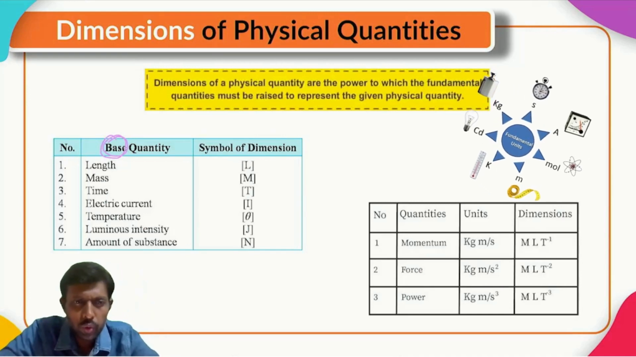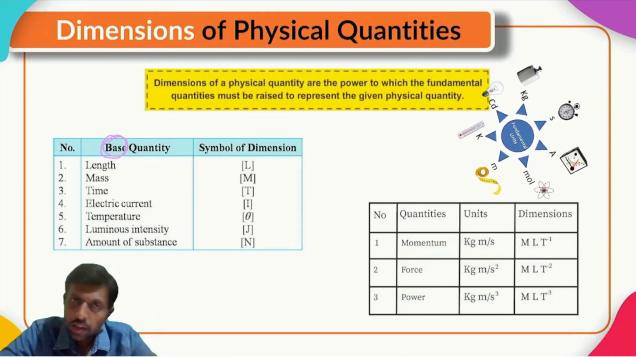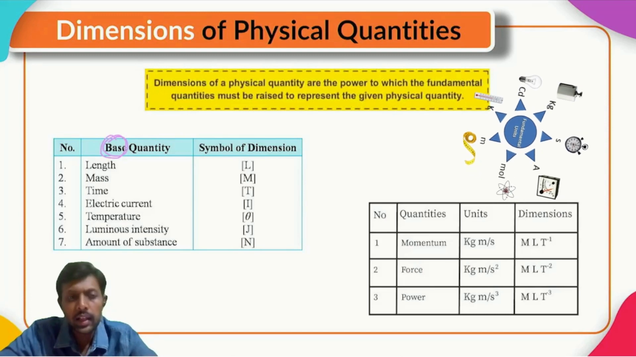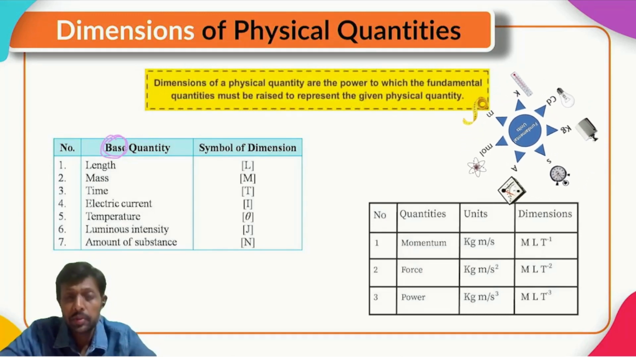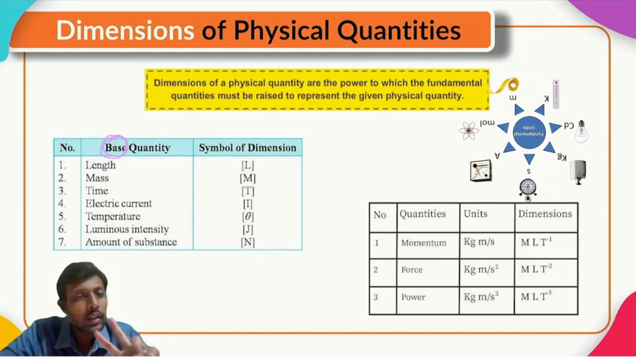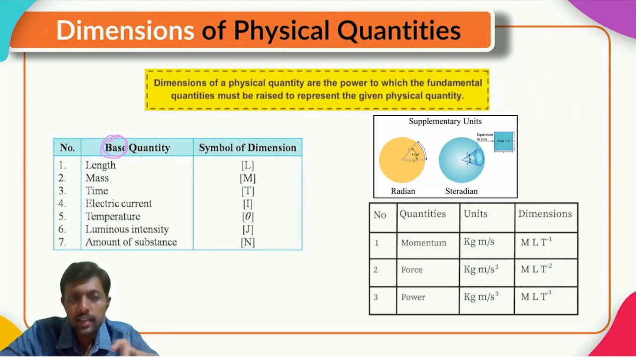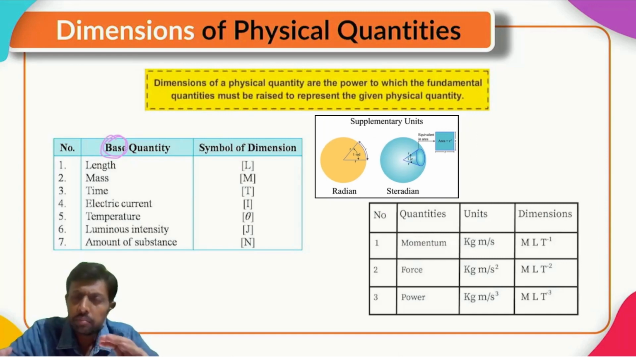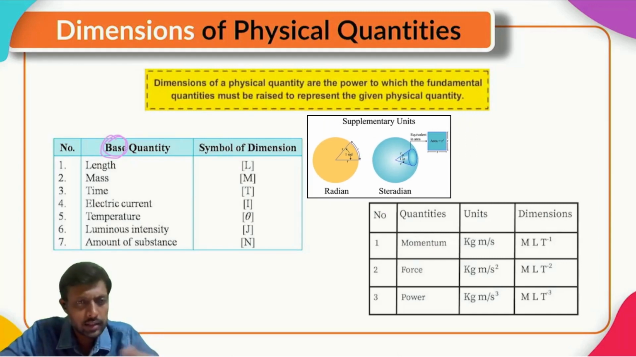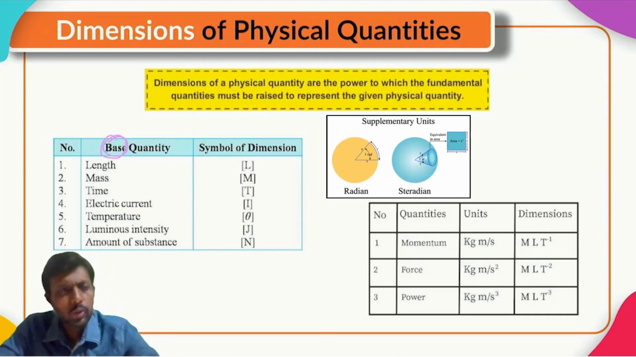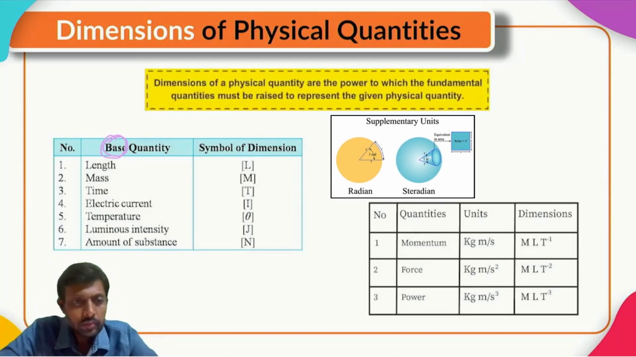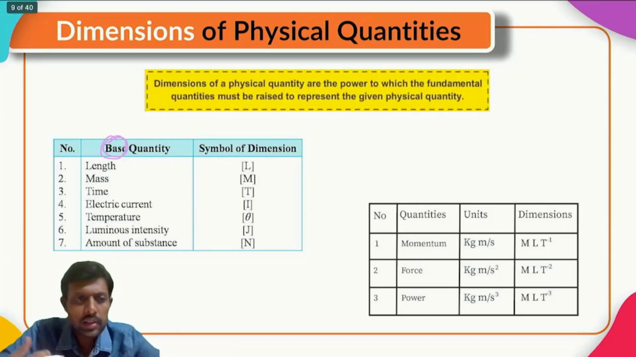There are 7 of those: length, mass, time, electric current, luminous intensity, temperature, amount of substance. These are the 7. There were 2 supplementary quantities also we learnt about: radians and steradians, or angles and solid angles. But for now, we'll stick to the fundamental quantities. Now, what we've done is we've given each of the fundamental quantity a symbol. These symbols are accepted worldwide.